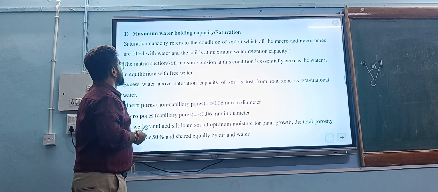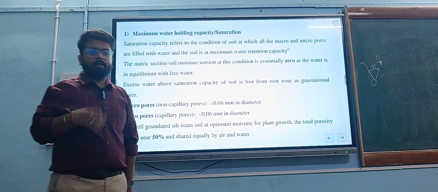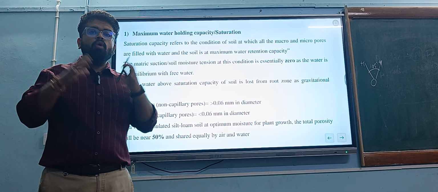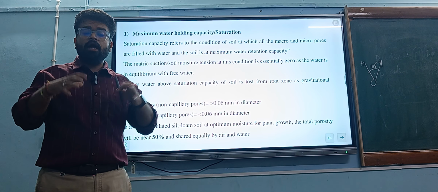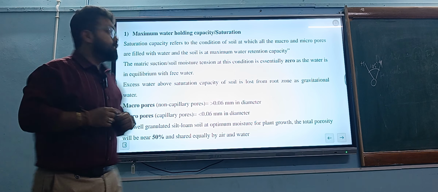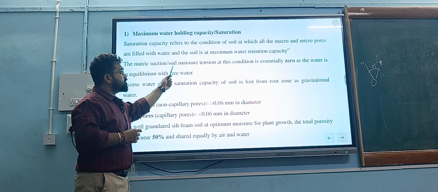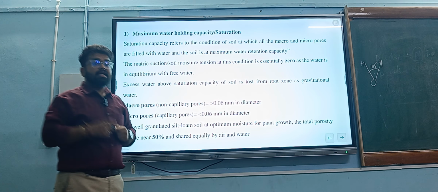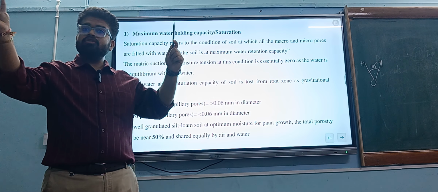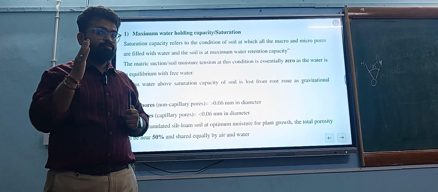The first is maximum water holding capacity, or saturation capacity of the soil. As the name itself indicates, under this condition all the pores are filled with water. How much water can be held in the soil is dealt with by the maximum water holding capacity. The soil moisture tension at this condition is 0. In the last class we studied the figure where under saturated condition the bar tension is 0. Further, at field capacity it is 0.33 bar.